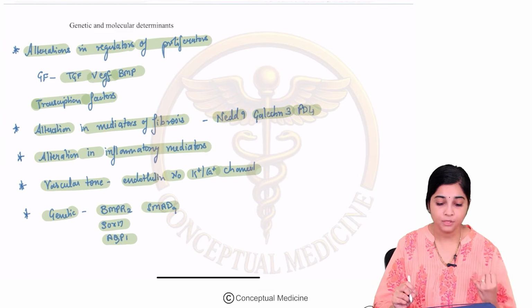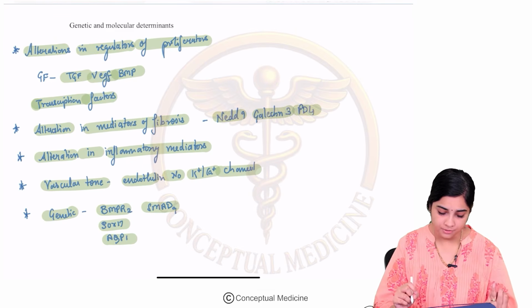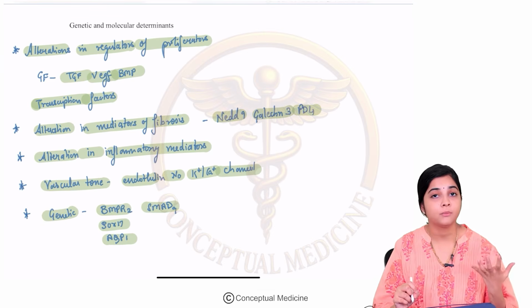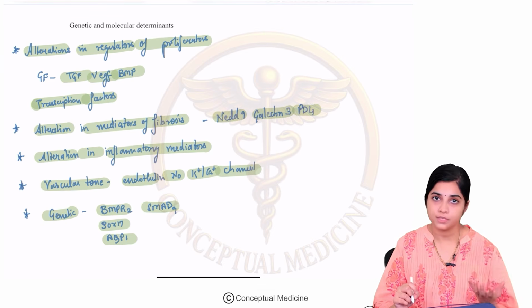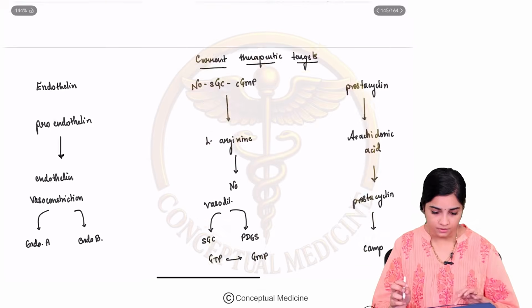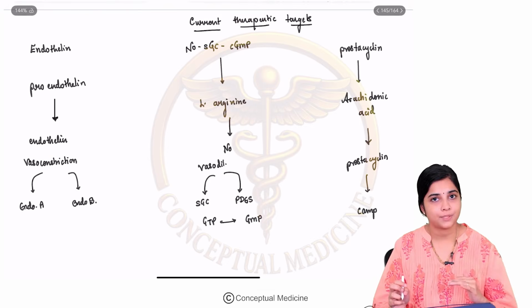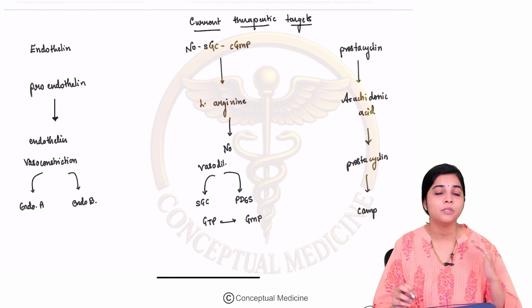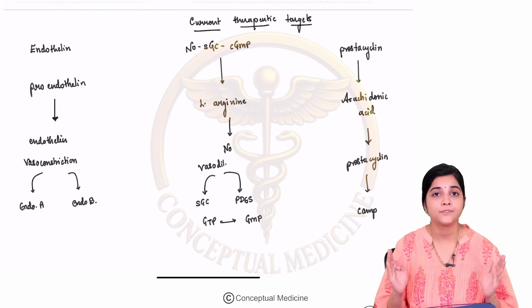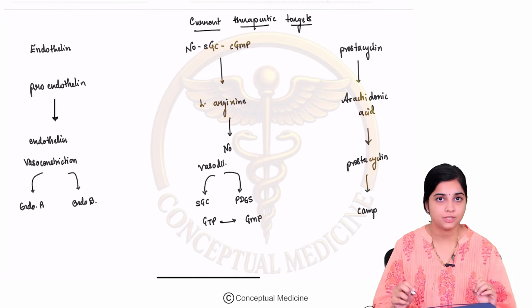So there can be alteration in the regulation of proliferators, alteration in the mediators of fibrosis, alteration in inflammatory mediators, alteration in the molecules which are associated with the vascular tone, and genetic factors. Clear? Now, we will be looking at this particular slide again, but before we move on to the clinical features and so on, let us understand how the treatment of pulmonary hypertension is changing.